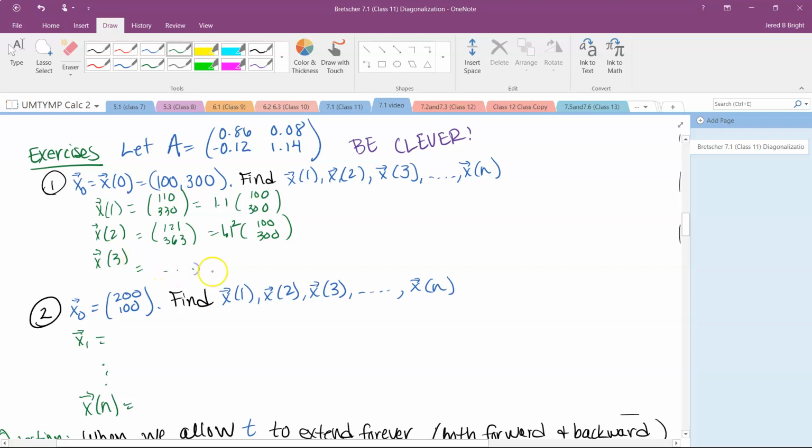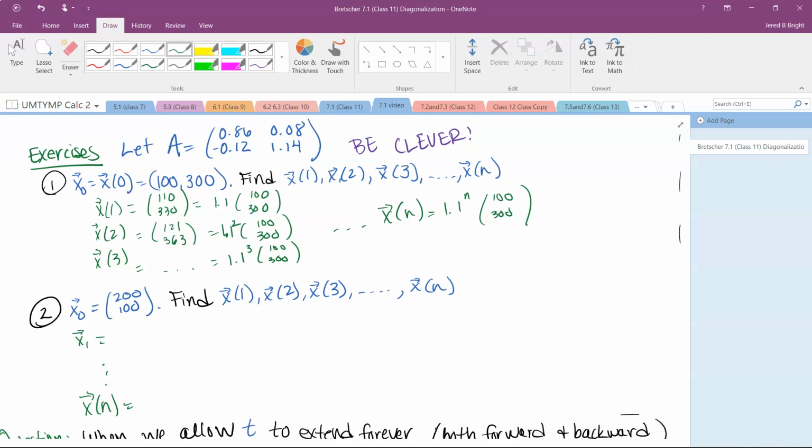Now, with that, I think you can start to see where I'm going. You could do the calculation here for x3, but what it would end up giving you is 1.1 to the third times 100, 300. And so we might conjecture that x of n is just going to be 1.1 to the n times 100, 300. Now, it isn't completely clear why 1.1. You're going to have to take that on faith for right now. We'll see it pop out later.